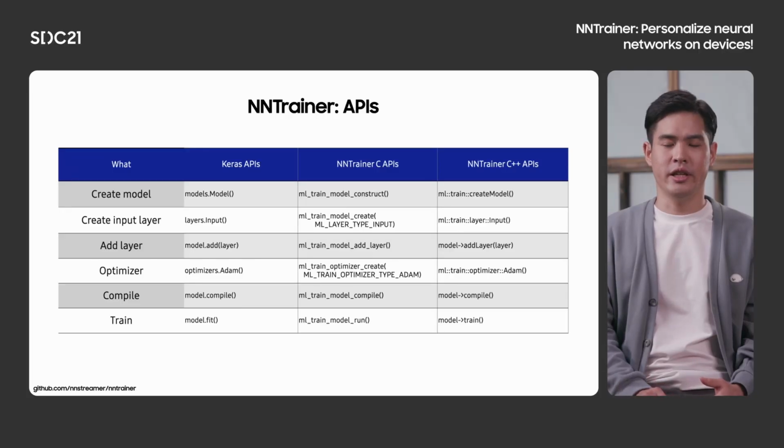If you have experience with other frameworks, it'll be intuitive to use NNTrainer. NNTrainer has a coherent API set with Keras APIs. So you can create a model and create a layer, then add it to the model, compile, and train with a single line of code.